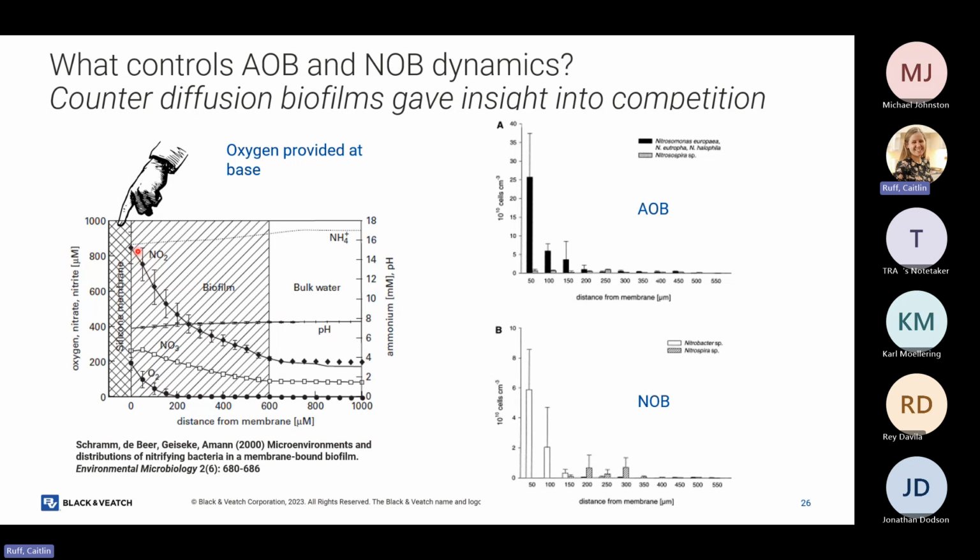We have some anoxic conditions, with low or no DO conditions on the outside of the biofilm. They give us the ability to have denitrification occurring as well.